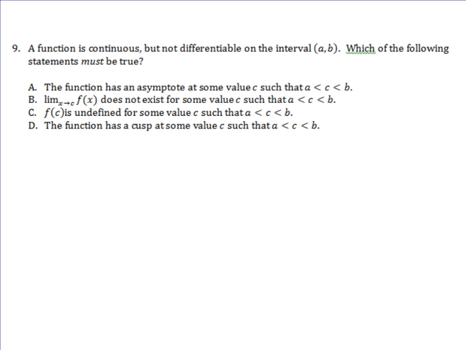Next question. A function is continuous but not differentiable on the interval AB. Which of the following statements must be true? Now we have to be very careful on questions like this because they may have statements on there that could sometimes be true, but here they are asking which one must be true. So we know that the function is continuous, not differentiable. Now before we even read the choices, I want us to remember what this means. Not differentiable, the derivative fails to exist.